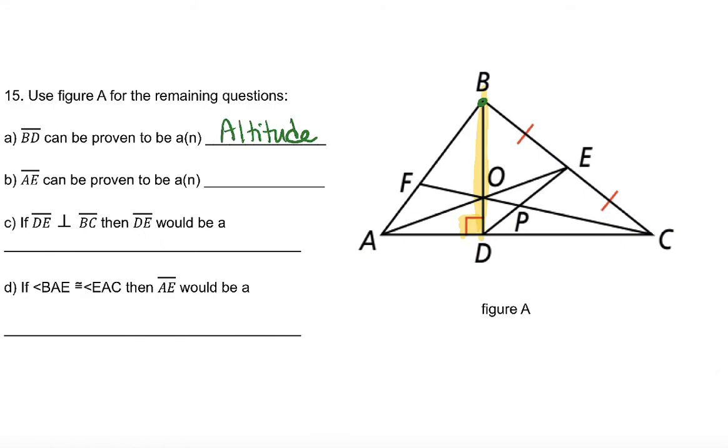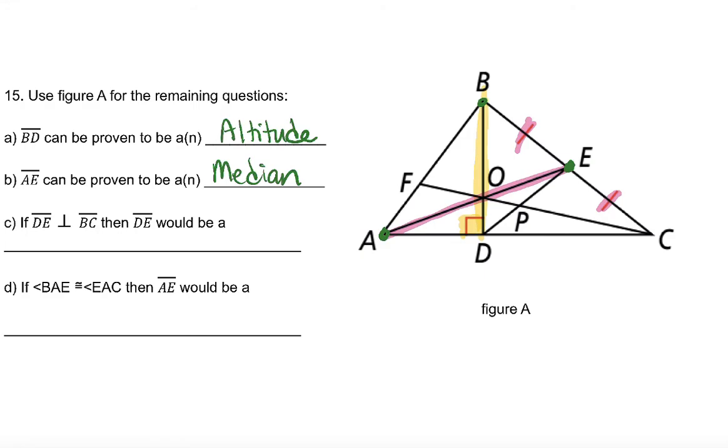Part B is looking at AE. If you look at AE, the markings that are related to AE are these congruent segments. What that does is it tells me that point E is a midpoint. If you have a line that goes from the corner of a triangle to the midpoint of the opposite side, that is called a median.